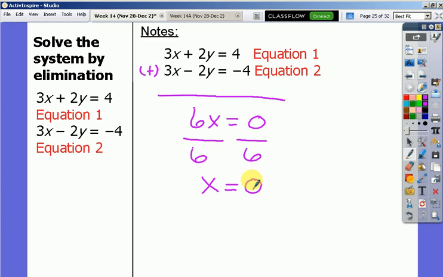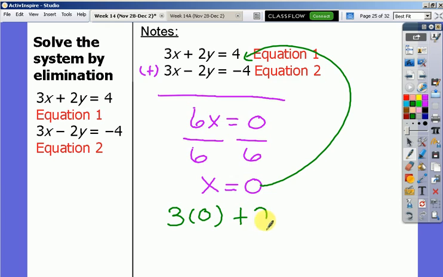Now, you need to plug the value of x back into one of your original equations. It does not matter which one, as long as it's a non-manipulated equation. So I'm going to take this and plug it back into the first one. So I have 3 times 0 plus 2y equals 4. 2y equals 4. What's the value of y? 2. Right.